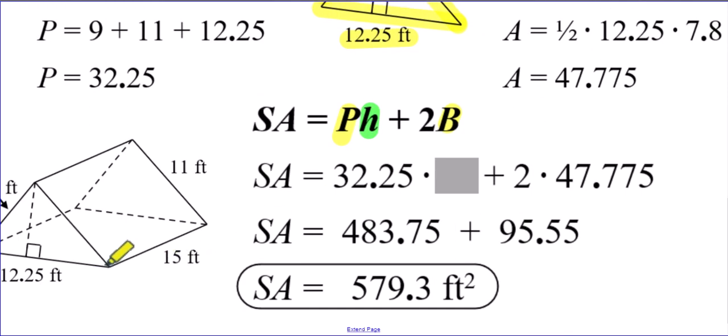It is referring to the line segment that goes between the two bases. So that, in this example, is the 15. So we substitute that in as well. Formula, substitute, solve. We get our surface area.